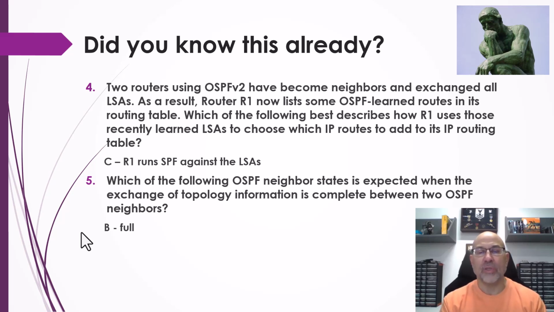Which of the following OSPF neighbor states is expected when the exchange of the topology information is complete between two OSPF neighbors? Okay, when they first figure out that they can be neighbors, that is the two-way thing. Once they do that, we saw in the routers that they've exchanged link state database, we're now full.